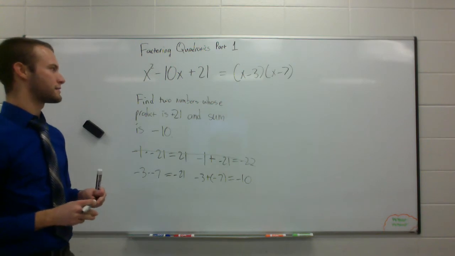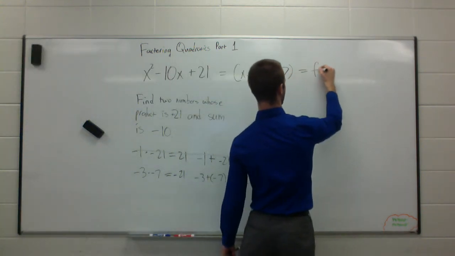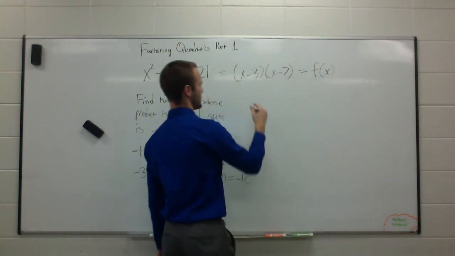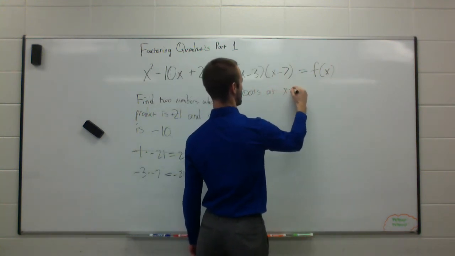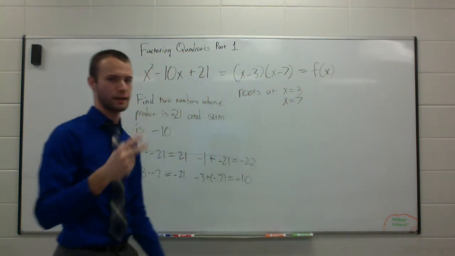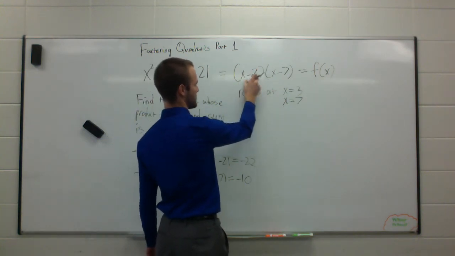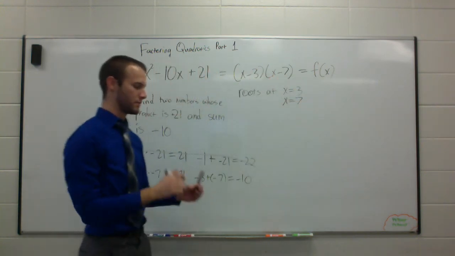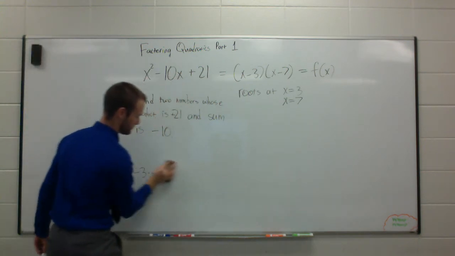Now connecting this back to quadratic functions, that means if we were saying this was a function, f of x, then it's going to have roots x equals 3 and x equals 7, right? Switch the sign, find out what makes it 0. So 3 minus 3 would be 0. 0 times anything is 0. Same thing with 7. Let's keep going.